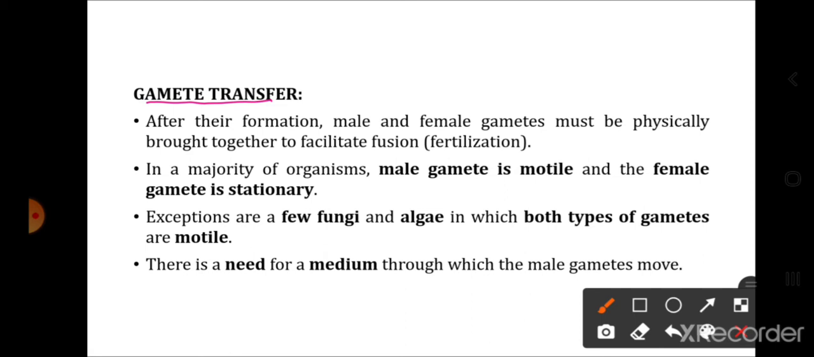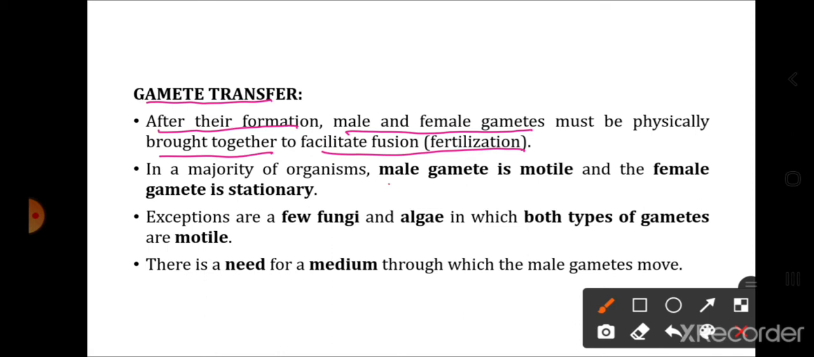Now, the second important step of the pre-fertilization event is gamete transfer. So, of course, after the formation of gametes, they need to be transferred. Then only they will fuse and result in fertilization. So, again it is a very important event called gamete transfer. After their formation, male and female gametes must be physically brought together to facilitate their fusion, that is fertilization.